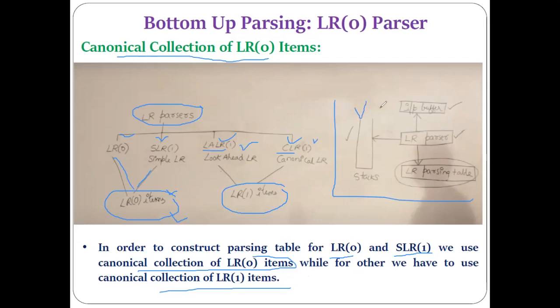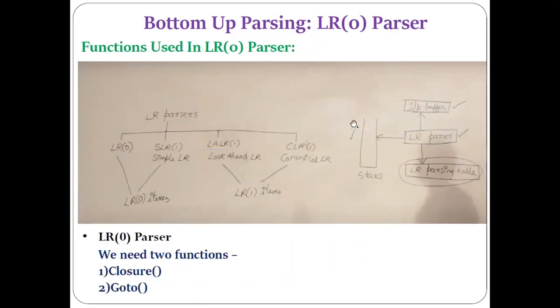In that, we have the stack, we have the input buffer, we require the LR parsing algorithm, and we have to construct the LR parsing tables. Now, the second important thing here: after the canonical collection of LR0 items for constructing the parsing table, we have to utilize two important functions. The first is the closure function, and the second is the goto function.